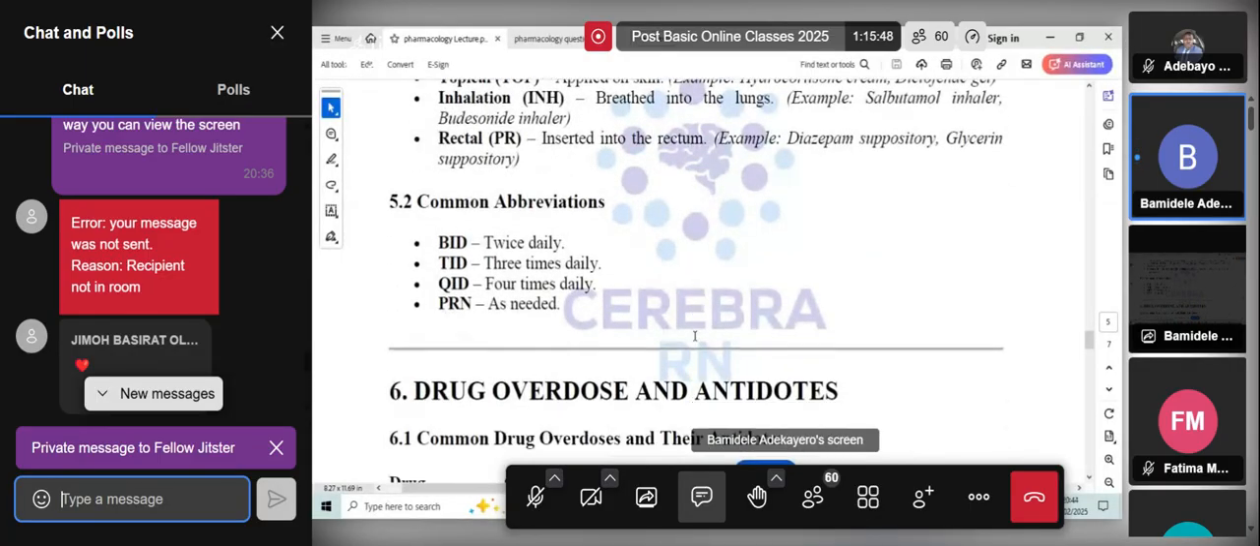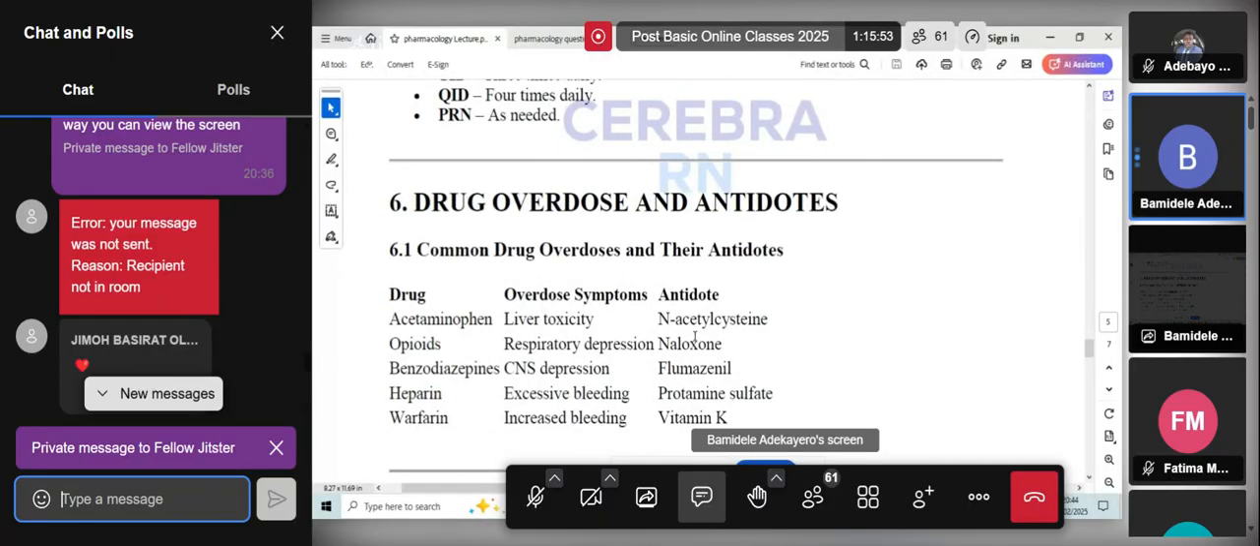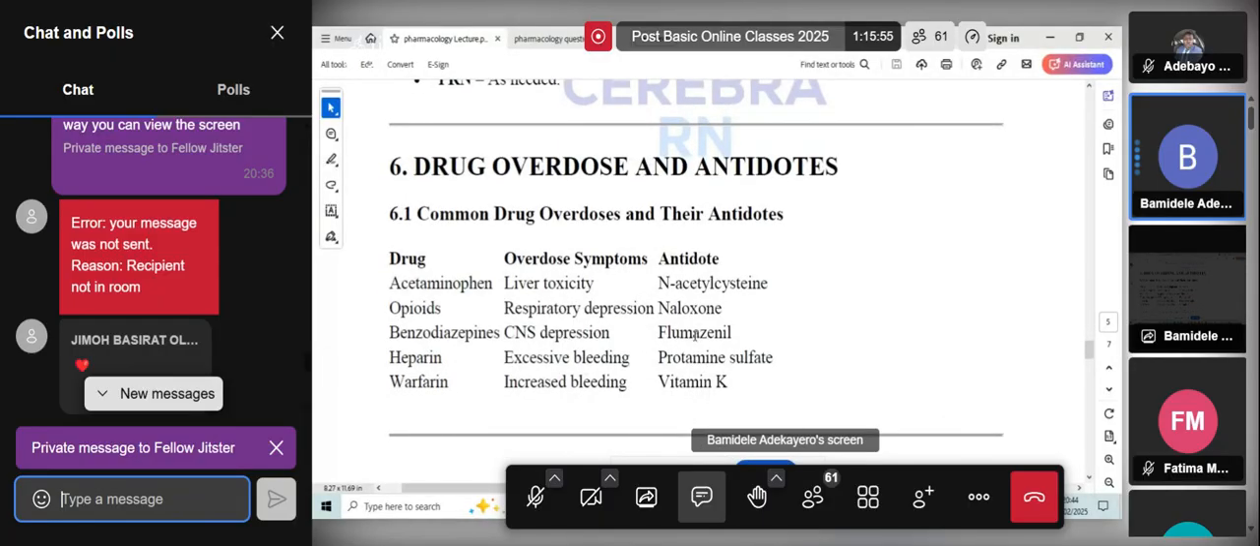We've done this common abbreviation last week. Just a reminder for us if you need them. This here is very, very important, and this is what makes you a very brilliant nurse. These are some common drug overdoses and their antidotes. These are the common ones that are within the scope of the Nursing and Midwifery Council of Nigeria.